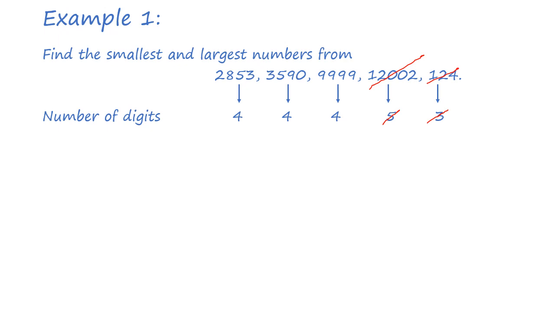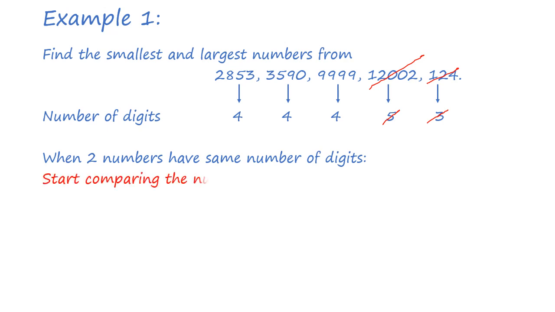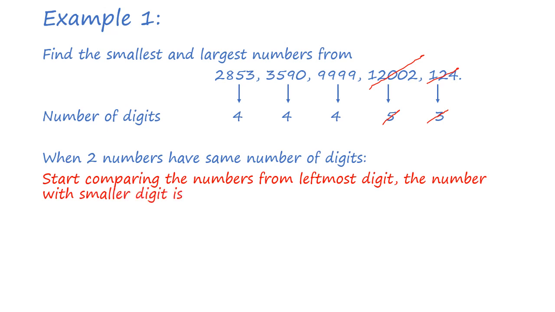We notice that the number of digits in all these numbers is the same, that is 4. So how do we compare these numbers? That's where the second rule comes in handy. When two numbers have the same number of digits, we start comparing the numbers from their leftmost digits. The number with the smaller digit is the smaller number. Conversely, the number with a larger leftmost digit is the larger number.